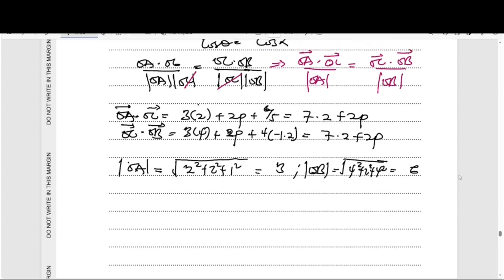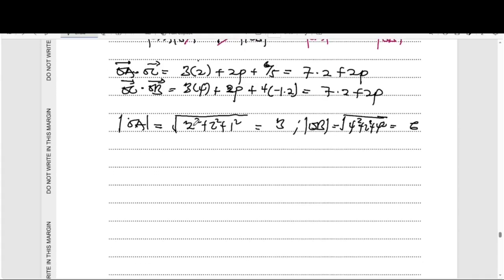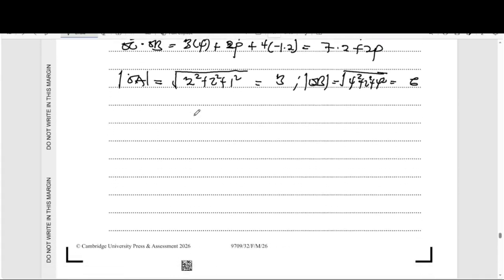Right, so you have it all to do substitution into this equation, and then we're able to find the value of p since q has been found already. So let's do our substitution. First we have 7.2 plus 2p all over the magnitude of A, that is 3, should be equal to the same thing, 7.2 plus 2p divided by the magnitude of B, which is 6.